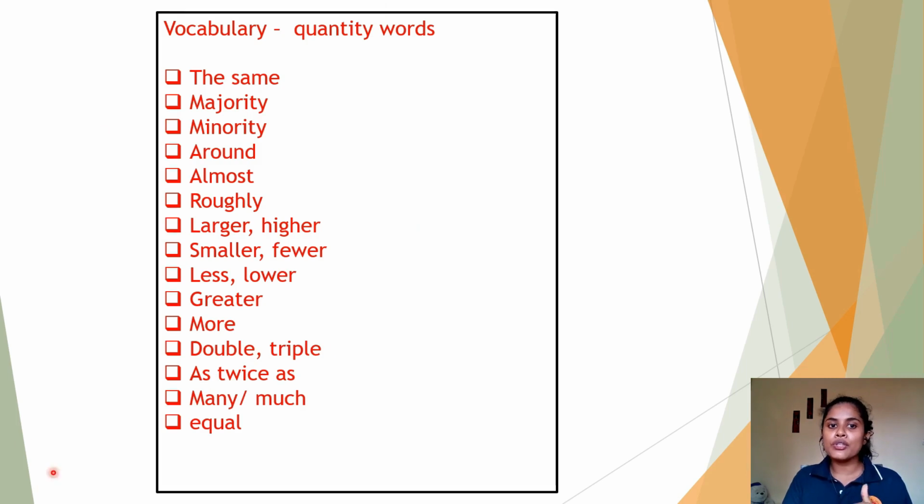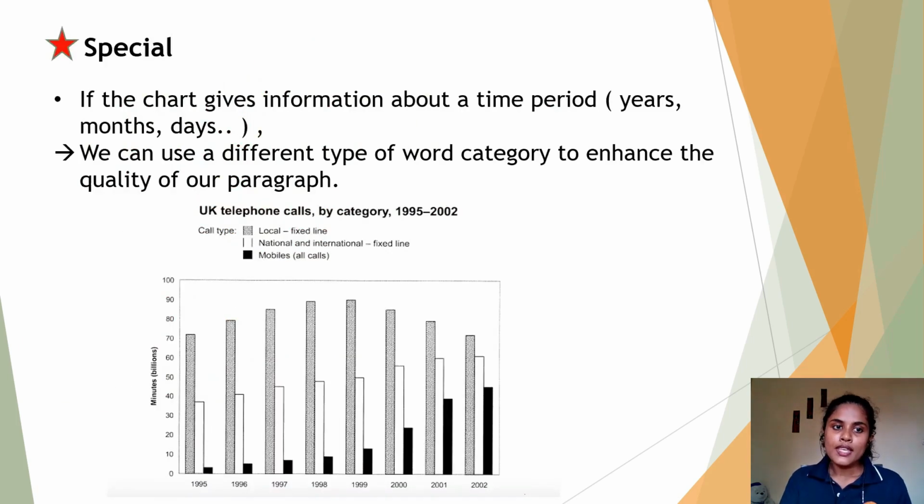So through the use of quantity words, you can use double, triple, twice as many, as much, equal, likewise. And then there's a special note. If the chart gives information about a time period, that can be years, months, dates, even time. It can be time within a day as well. We can use different types of word categories to enhance the quality of our paragraph.